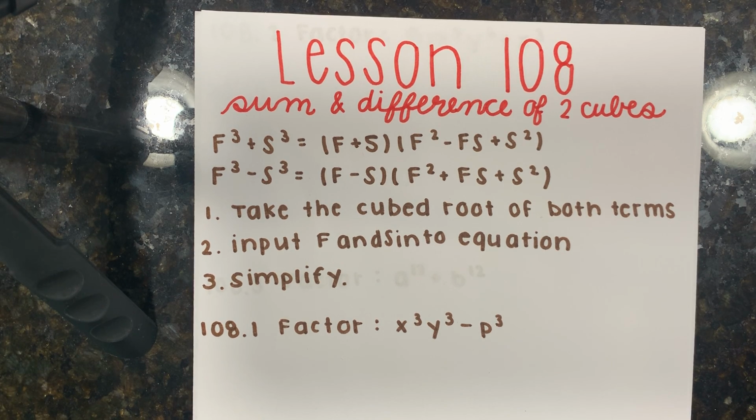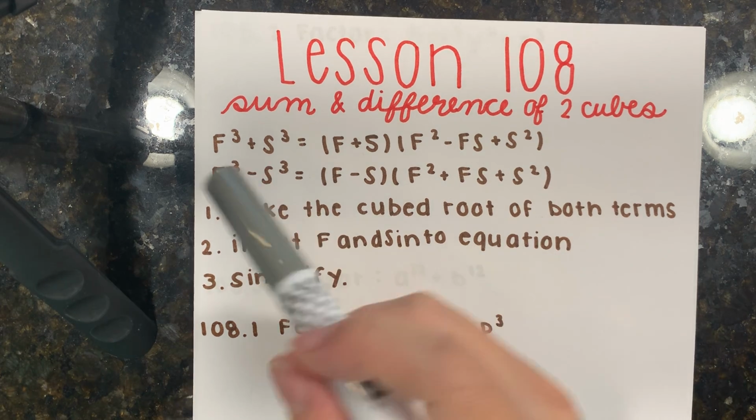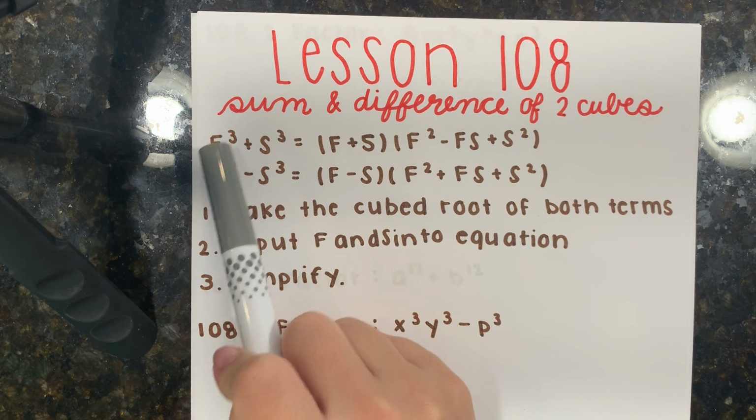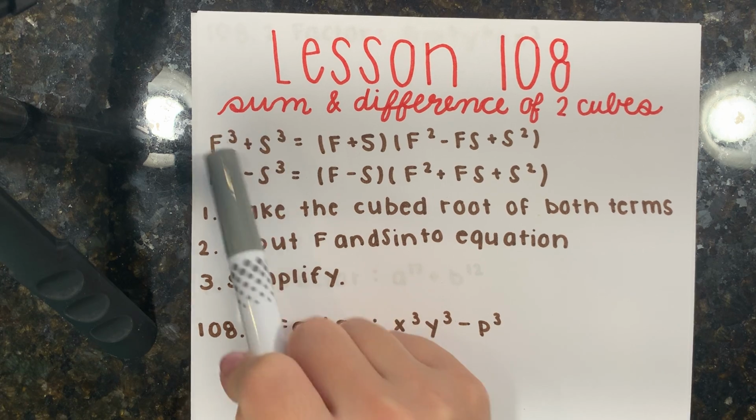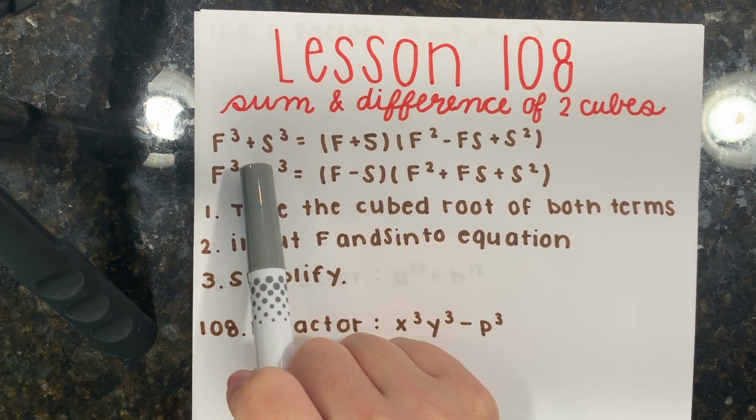Hi everyone, in Algebra 2B, today we're going to be going over lesson 108, which is on the sum and difference of two cubes. Again, there are two equations that you have to have written down, as well as three steps that we're going to be following. The first one is a first term cubed plus a second term cubed, and we're trying to learn how to factor that.